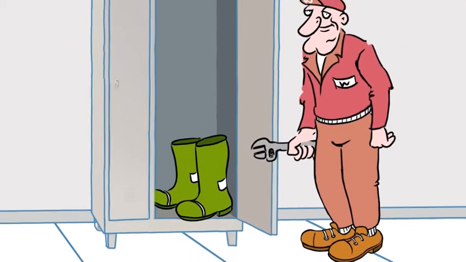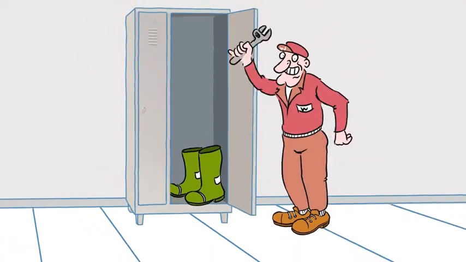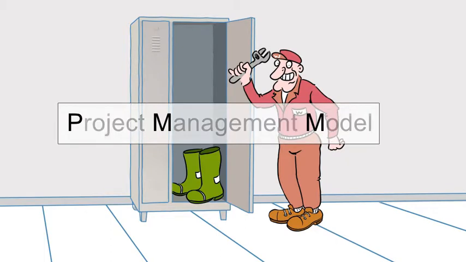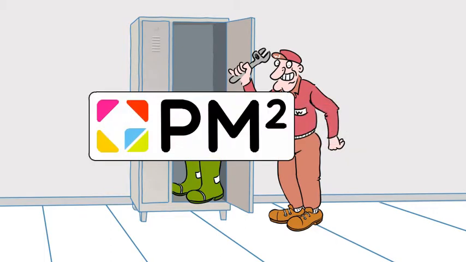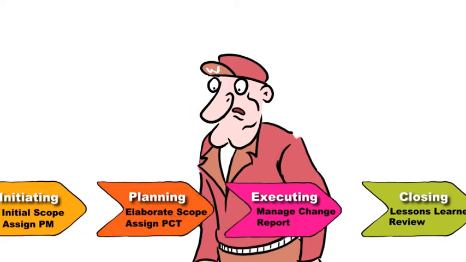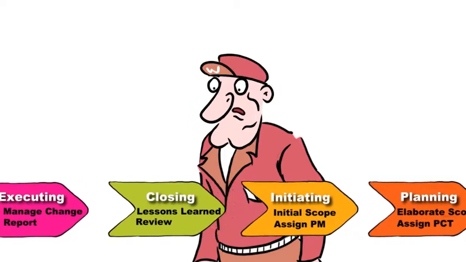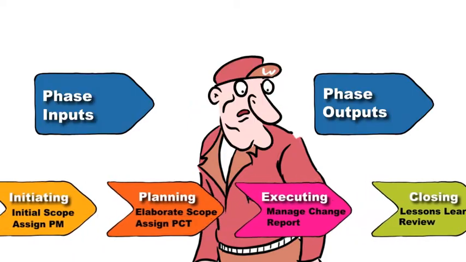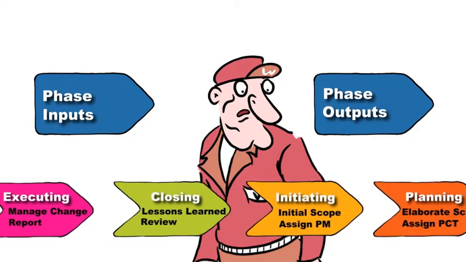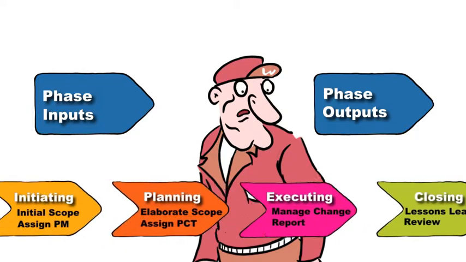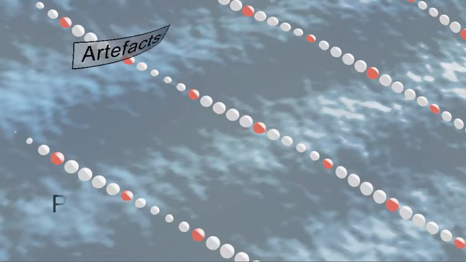Did you notice that Wallace put away his boots? Yes, it was PM2 that transformed his approach. I understood that initially he was a bit overwhelmed. What really helped him is that every input and output of a phase is defined by a document that guided him through the process. These documents are called artifacts.